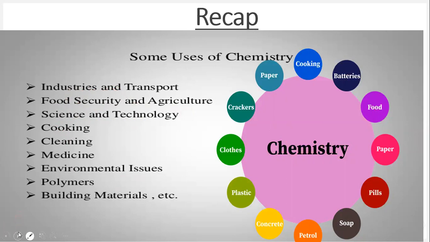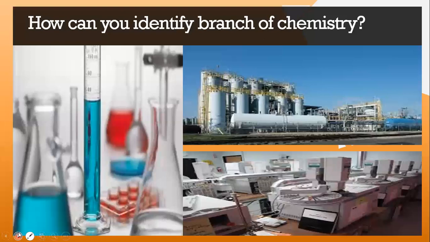Okay, this is the recap, and today we will learn the branches of chemistry. How can we differentiate branches of chemistry? How can you differentiate branches of chemistry, students? This is a question to you. You can see this picture. Industries, chemistry related with industries, and this chemistry is related with chemicals.